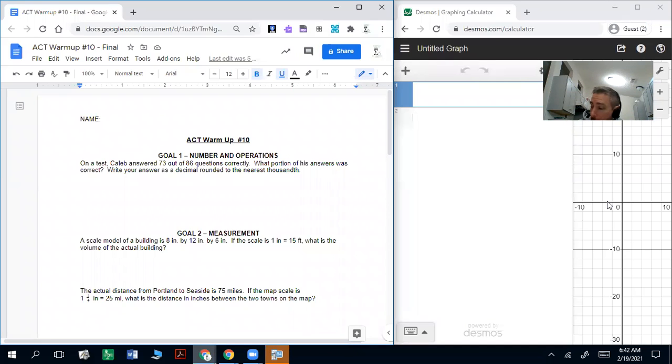All right, this is our last warm up. Make sure you get all 10 done for that extra formal grade. Here we go. ACT warm up number 10, goal number 1, number and operations.